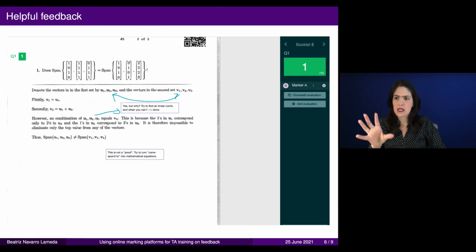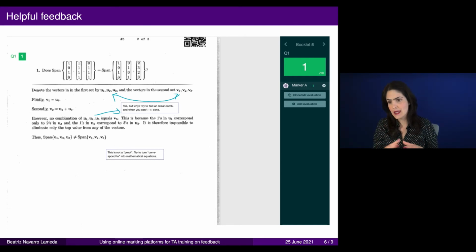And then I want to give you an example of one that is helpful. Here the marker has an arrow pointing out that the student throughout the proof swapped the roles of the U's and the V's, and then says "yes, but why? Try to find a linear combination, and then when you can't, you're done." So this is giving them a hint of try to do something, and if you cannot do it, then your proof will be complete. And it is just giving them the steps of what they should try, but without telling them exactly what to do, which is very helpful.